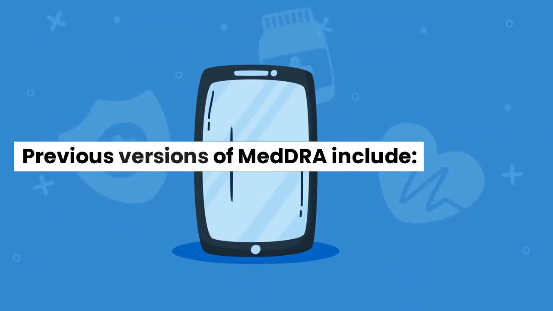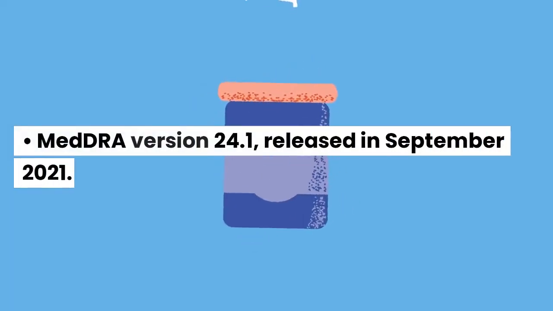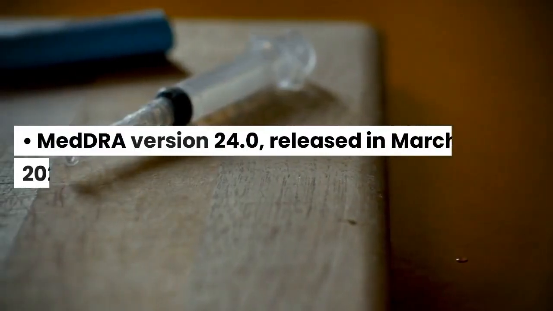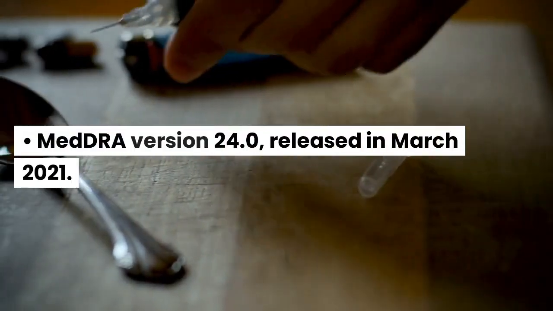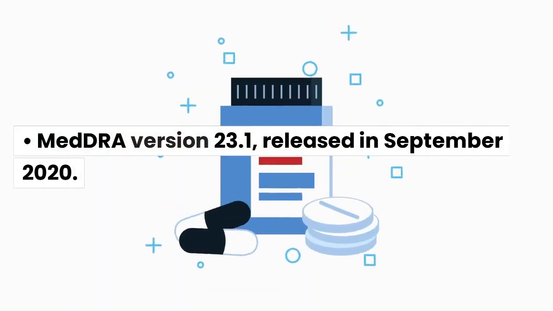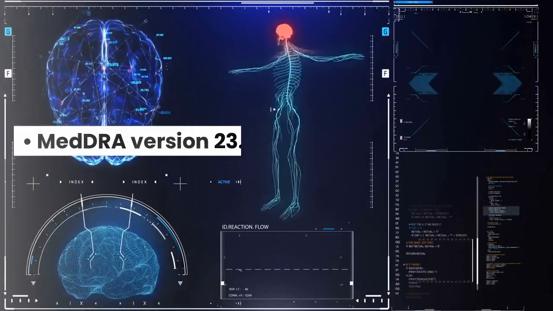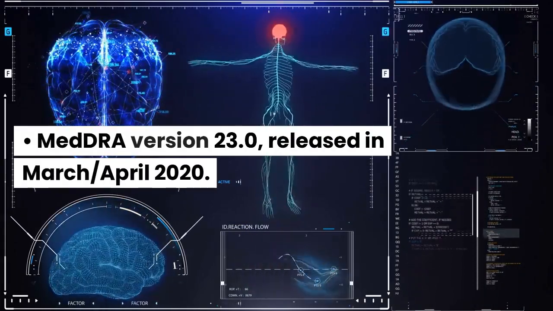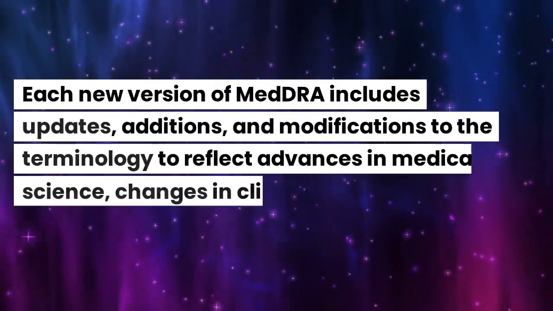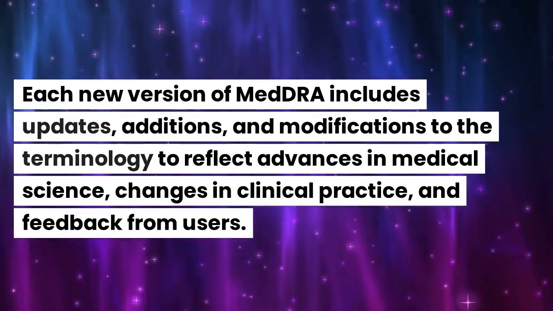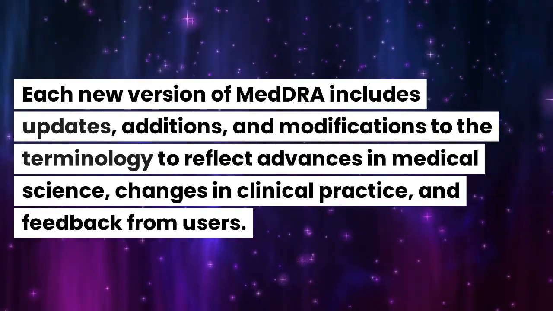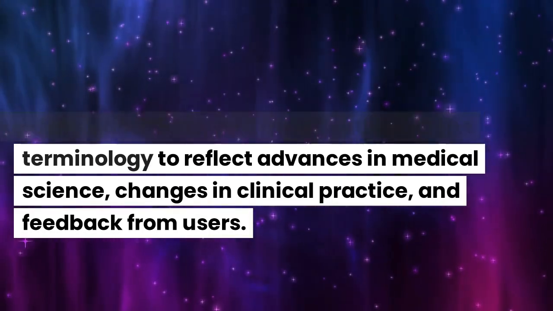Previous versions of MedDRA include MedDRA version 24.1, released in September 2021, MedDRA version 24.0, released in March 2021, MedDRA version 23.1, released in September 2020, MedDRA version 23.0, released in March-April 2020. Each new version of MedDRA includes updates, additions, and modifications to the terminology to reflect advances in medical science, changes in clinical practice, and feedback from users.